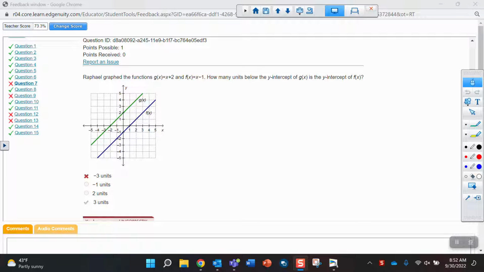On the first one, it says that Raphael graphed the functions g of x and f of x, and how many units below the y-intercept of g of x is the y-intercept of f of x. So I'm just going to plot these points here for the y-intercepts. And you wrote -3 units, and I can see exactly why you wrote -3, because you're going down or it's underneath. But because it's a distance, we're talking about this distance. Distance is always positive, so that one's just +3 instead of -3.